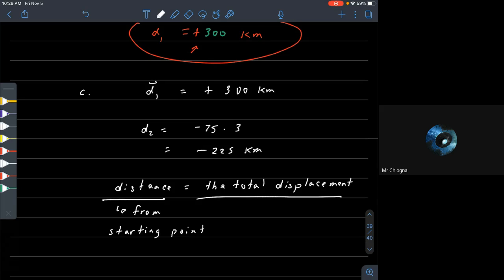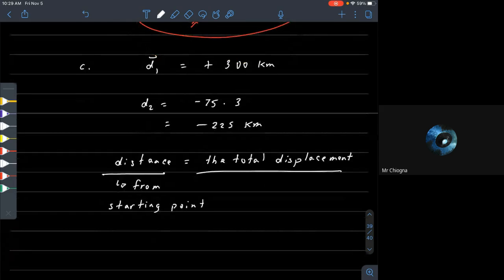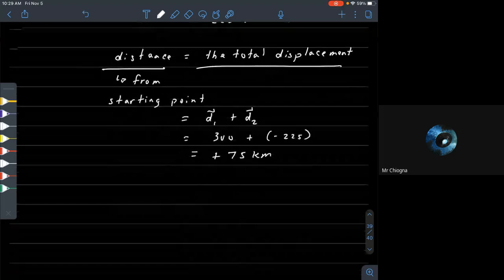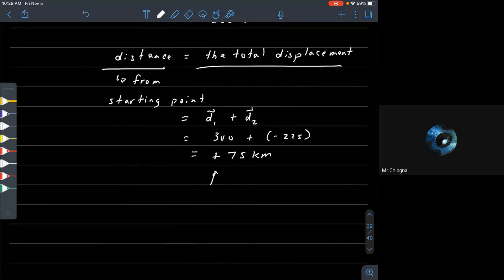Okay, so what does that mean? Just add these two together. Add the two displacements together. What does this mean? It means that you end up east of where you started. Positive. So it's east.